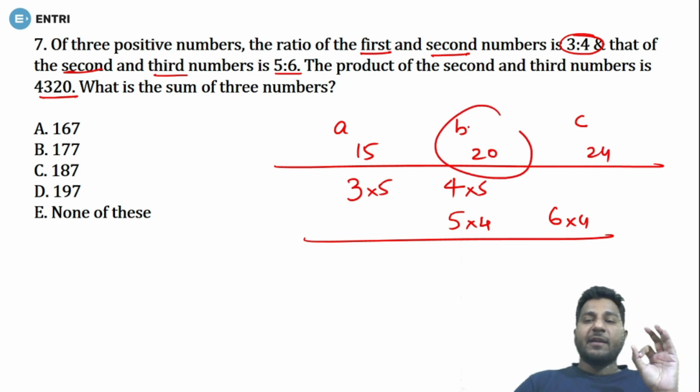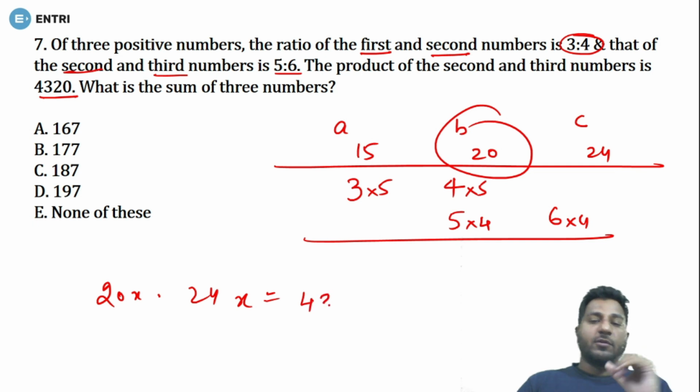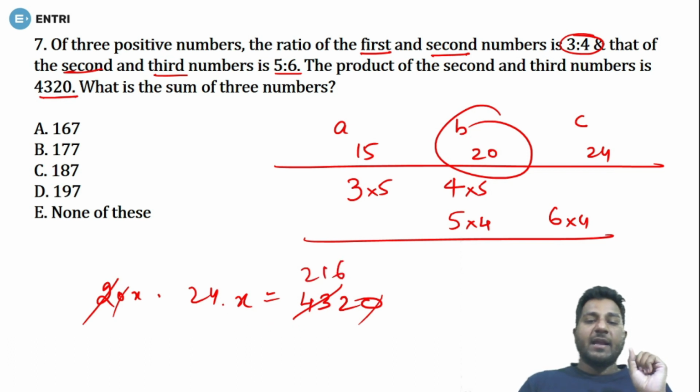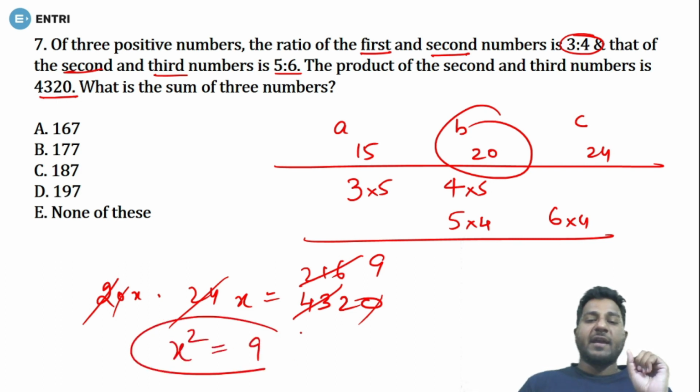Now the second number will become 20x and the third number will become 24x, and the product has to be equal to 4320. When you solve this, you will get 216, and you can easily solve it by 9 times. So x square means 9, which means the value of x is 3.